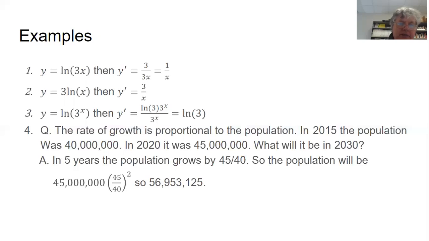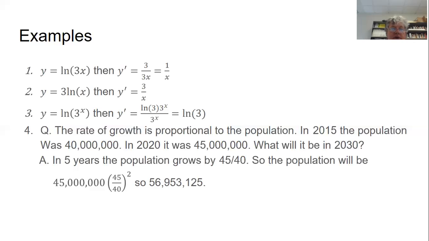Okay, now some questions you can just answer pretty straightforwardly. For example, the rate of growth is proportional to the population. If in 2015 the population was 40 million, in 2020 it was 45 million. What will it be in 2030?